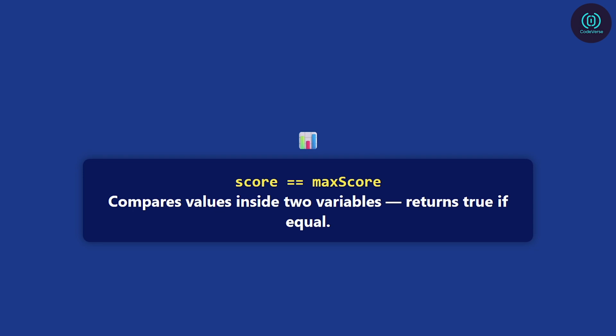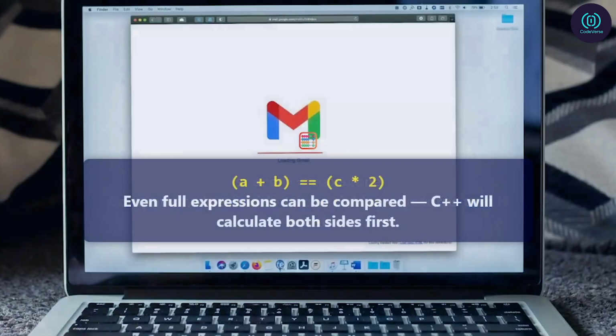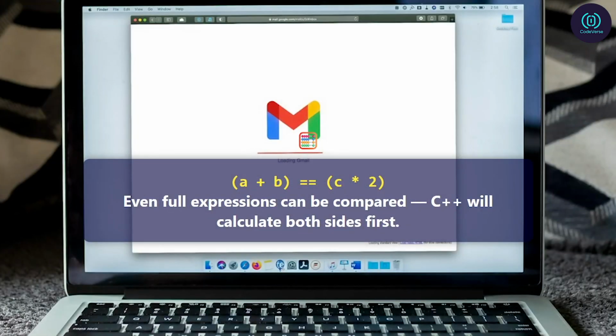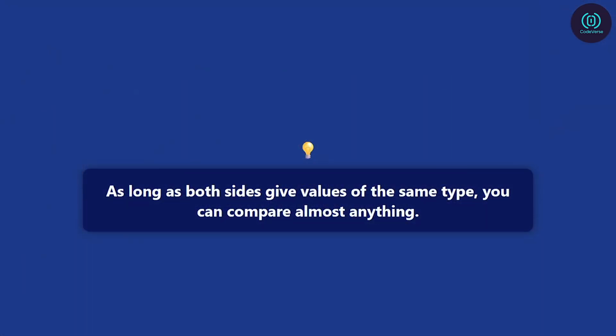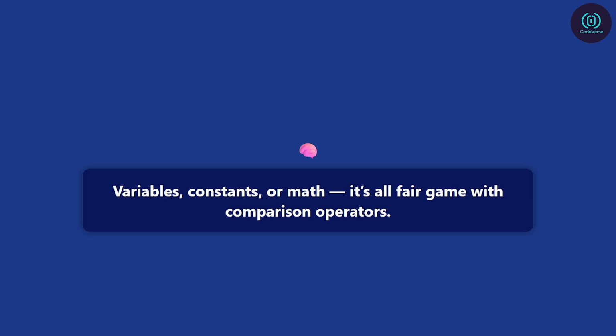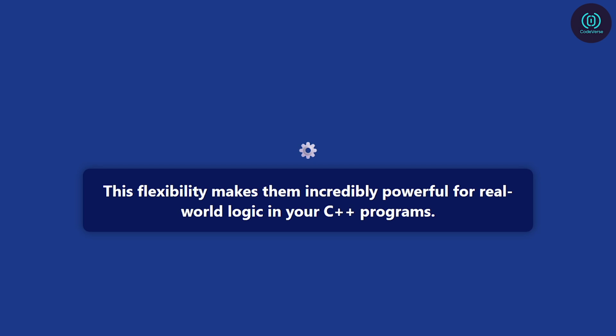Here's another case, score equals max score. That compares the values stored in two variables, and returns true if they're equal. You can also compare expressions, like A plus B equals C multiplied by 2. C++ will evaluate both sides first, then perform the comparison. The key thing to remember is this: as long as both sides result in values of the same type, you can compare almost anything. Variables, constants, or math operations, it's all fair game. This flexibility makes comparison operators extremely powerful in real-world programming logic.